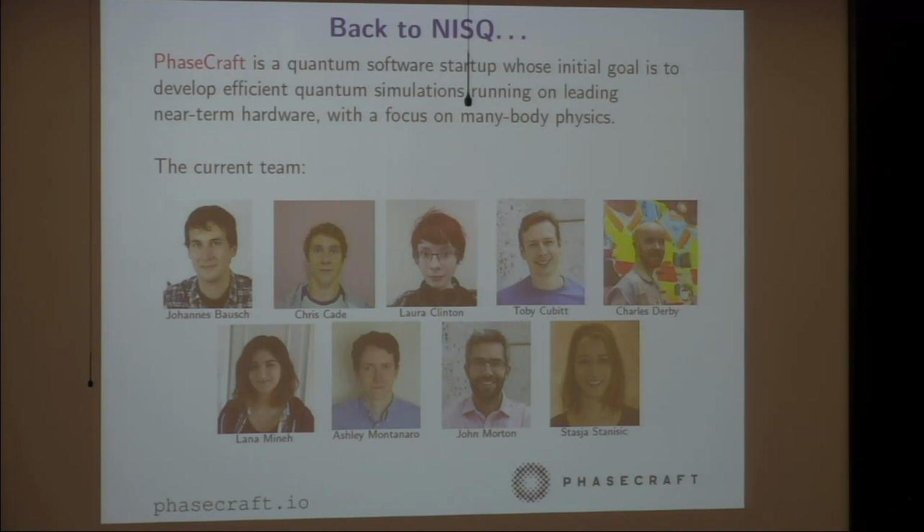Okay, so the very final thing I want to say briefly is something which is much more closely related to NISQ, although I don't have very much to say yet, which is just to mention a quantum software startup, Phasecraft, which was founded by Toby Cubitt, who's here, and John Morton and myself. And this is a quantum software startup where the goal of the company is basically to do exciting things with near-term quantum hardware. And we're particularly interested in quantum simulations at the moment, focusing especially on many-body physics, perhaps.